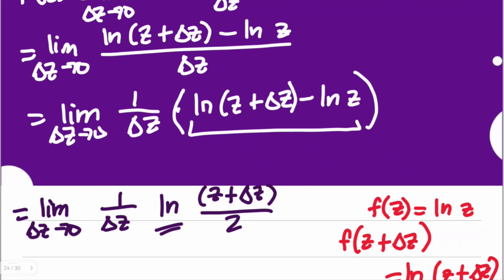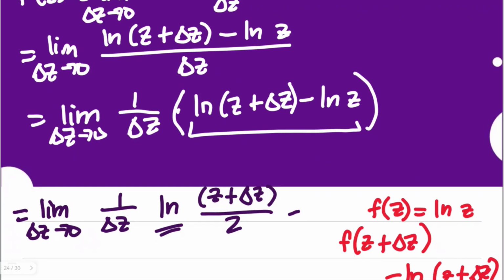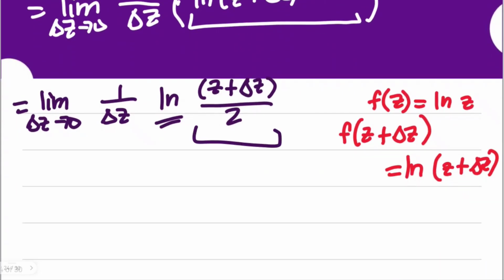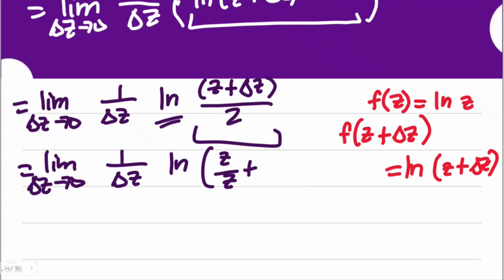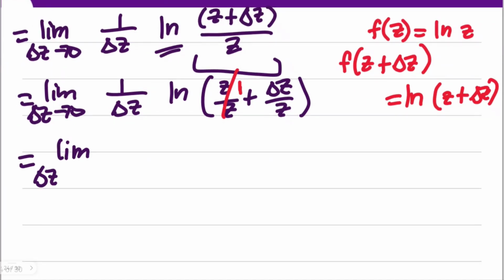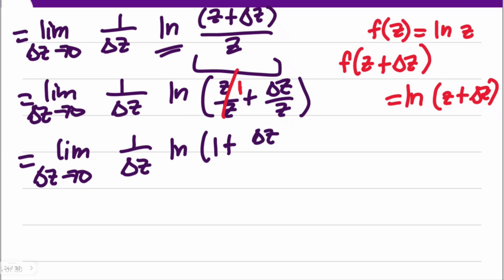So if we would like to write this in this form, that would be its equivalence. What is the purpose of that? The purpose is simplifying this further. You will have the limit, again, as delta z approaches 0, still 1 over delta z, and the natural logarithm of z over z plus delta z over z, as you share this denominator to all the terms of your numerator, making this 1. The reason for that is we have an identity that we may invoke later on. So the limit, as delta z approaches 0, of 1 over delta z times the natural logarithm of 1 plus delta z over z.